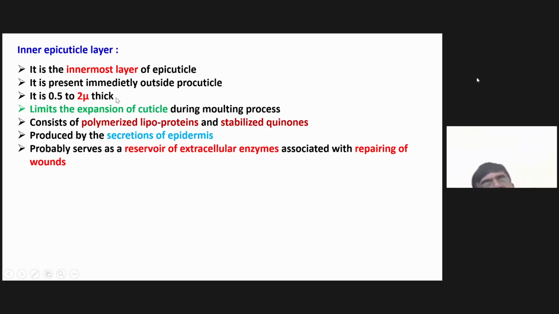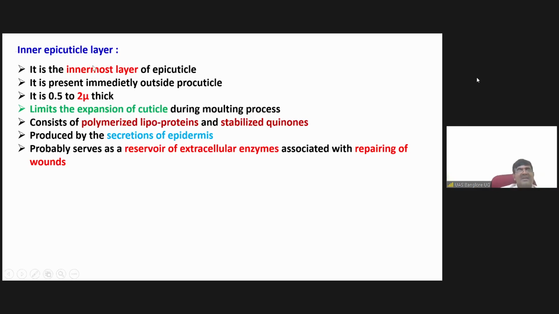When you come to the measurement, the inner epicuticular layer measures around 0.5 to 2 micron thickness. This inner epicuticular layer limits the expansion of the cuticle during the molting process.